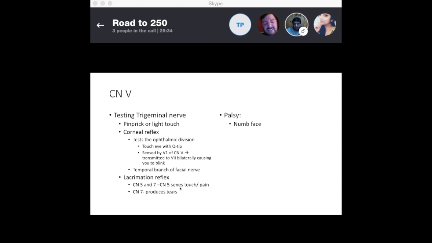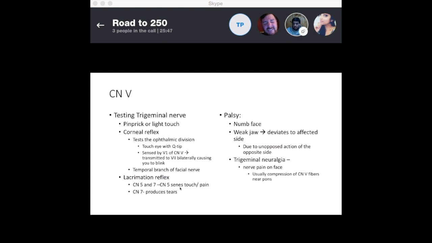So now if you have a palsy, you're going to get a numb face, a weak jaw, and it deviates to the affected side because you have unopposed action of the opposite side. And you can also get trigeminal neuralgia, which is nerve pain on the face, and it's very severe. It's a painful tic, essentially, and you wince because of the tic. And it usually compresses the cranial nerve 5 fibers near the pons. So you get recurrent sharp pains on half of the face, and the treatment for this is obviously carbamazepine.